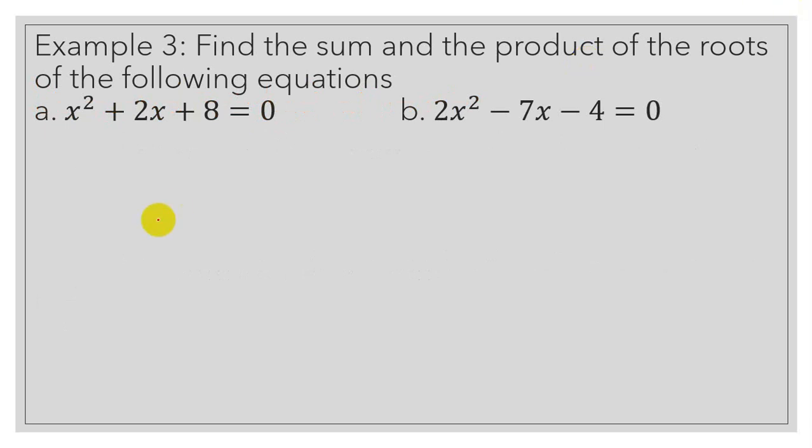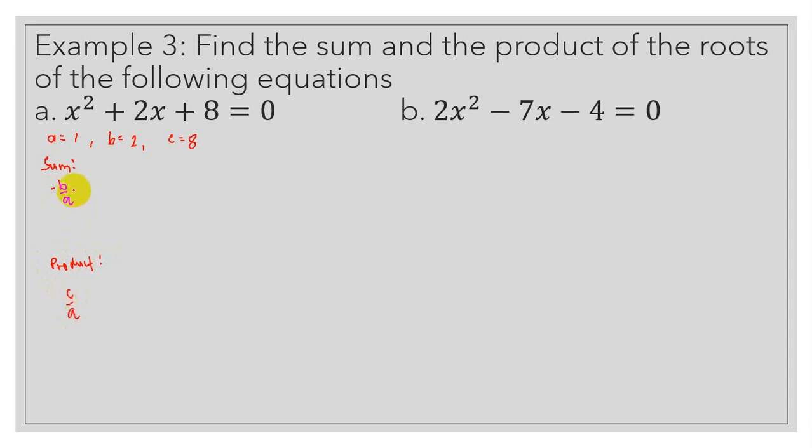Let's start with A first. x squared plus 2x plus 8 equals 0. Is it arranged in its standard form? Yes. So if it is already arranged in its standard form, all you need to do is to identify a, which is 1, b, which is positive 2, and c, which is 8. Then we will solve first for the sum using the formula negative b over a. Then for the product, we have c over a.